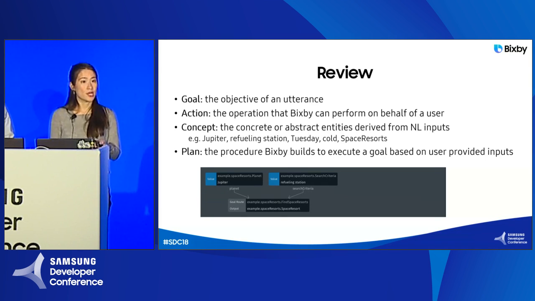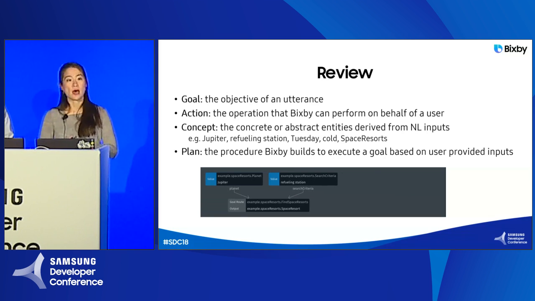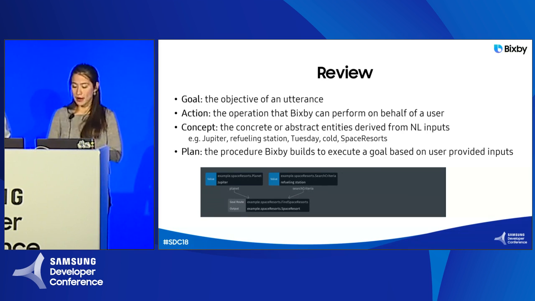In this session, we're going to talk about two types of concepts. One is enum types, which are a fixed set of possible values or symbols. This makes sense to use when you have a fixed set of values, like the number of planets in our solar system. The next type is names, which are text strings. This is useful when you want to support common NL inputs, but you don't necessarily want to enumerate every single possible option. For example, refueling station is just one of maybe hundreds or thousands of space amenities.